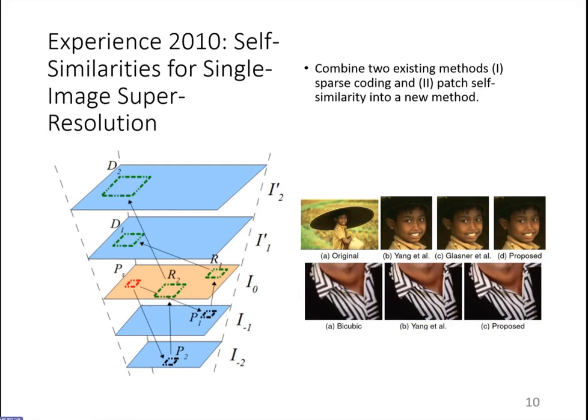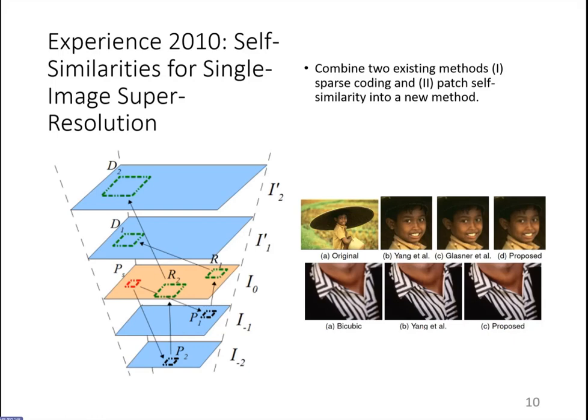In my PhD program, my starting topic is super resolution. Super resolution means given a low resolution image, I want to create a high resolution image. So the problem is ill-posed. Ill-posed means how do you know the data or information in the high resolution image? You don't have it. So you need to create it.